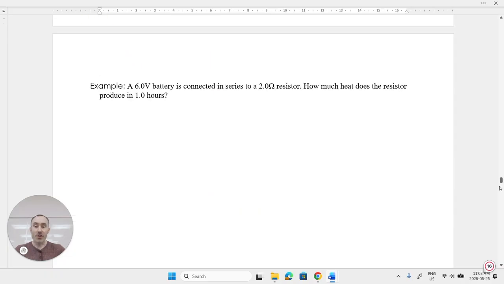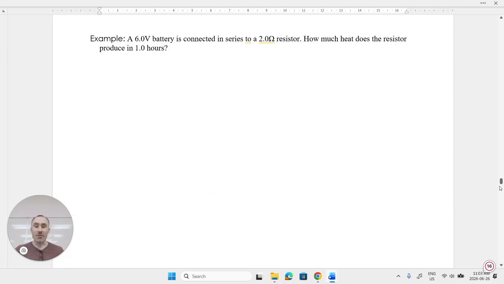The other version that we could do is a little bit more involved. So here we go. A 6-volt battery is connected in series to a 2 ohm resistor. How much heat does the resistor produce in 1.0 hours? Okay, so we've not been asked about something like this before. We didn't really discuss what that could mean previously in this lesson. So let's remember that heat is just a type of energy, right? So this is asking us how much electric potential energy is being changed into heat in 1 hour.